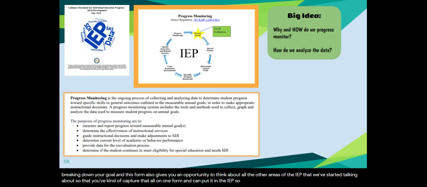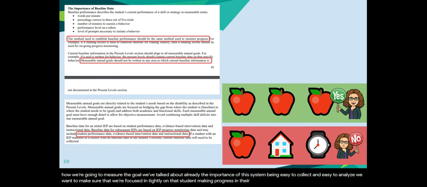So let's talk about progress monitoring and thinking about how we're going to measure the goal. We've talked about already the importance of this system being easy to collect and easy to analyze. We want to make sure that we're focused in tightly on that student making progress in their goals. I use the example, we need to have an apples to apples to apples comparison when we're thinking about baseline data. It doesn't do us any good to have words per minute and then a star score and then an ABC chart on their behavior. If we're looking at words per minute, then I need to look at words per minute every week.